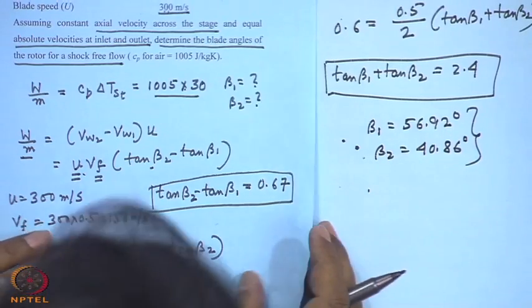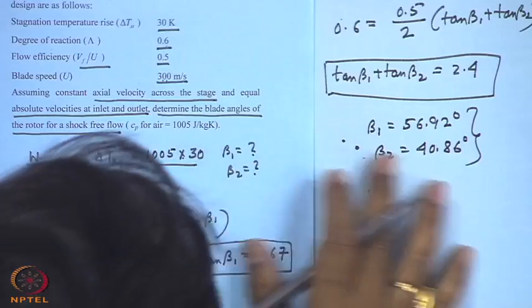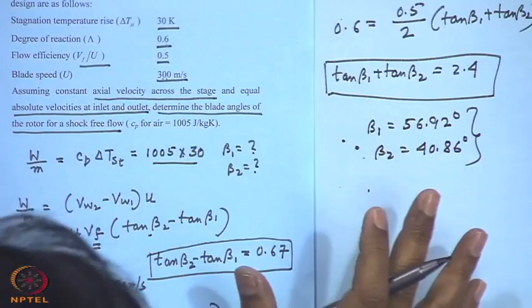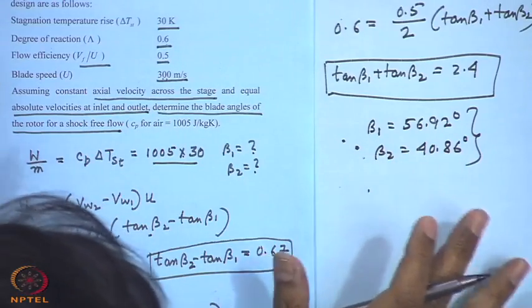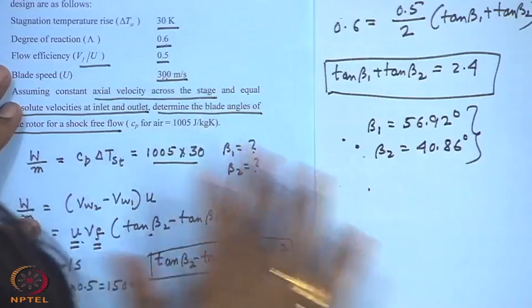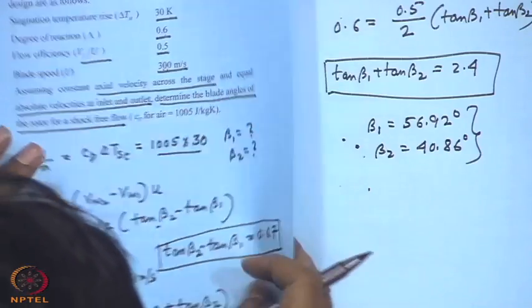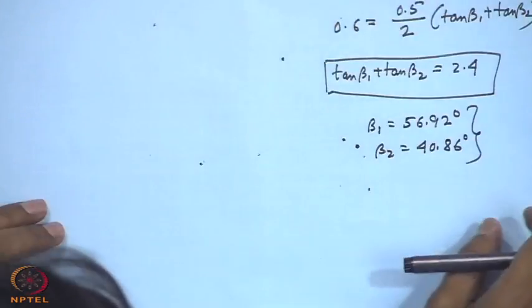So, therefore, with the degree of reaction, that is only that we have to deal with the equations, which equations will be required depending upon the parameters given. So, these are the problems which make your concept more clear. Now, after this I will start the fans and blowers.